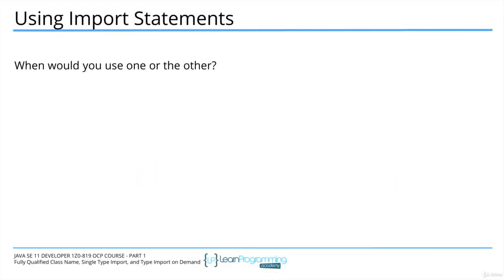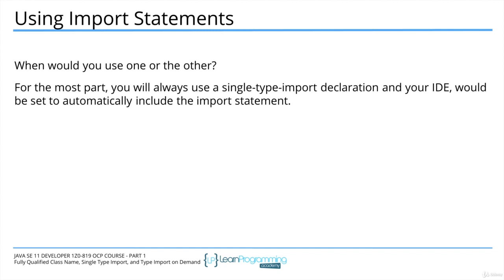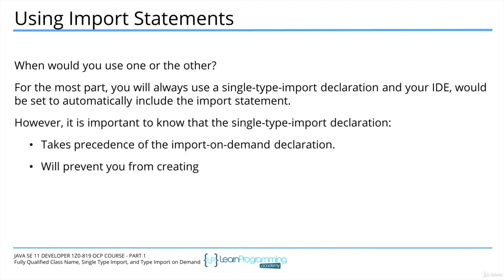So when would you use one or the other? For the most part, you'll always use a single type import declaration, and your IDE will be set to automatically include the import statement. However, it's important to know that the single type import declaration, firstly, takes precedence over the import on demand declaration, and secondly, will prevent you from creating a class of the same name in your source file. So let's look at both of these.